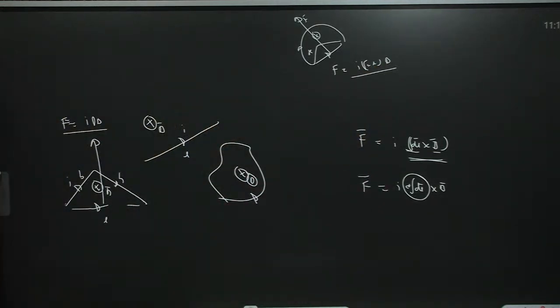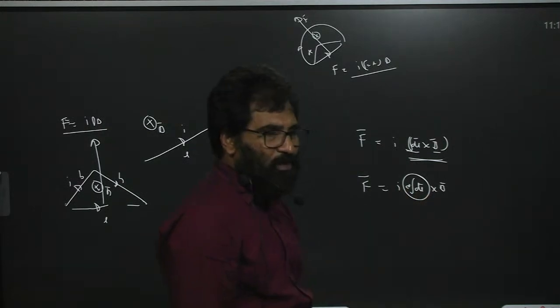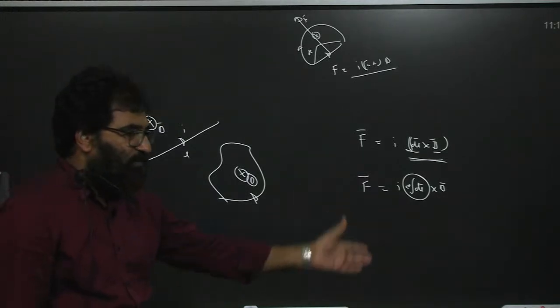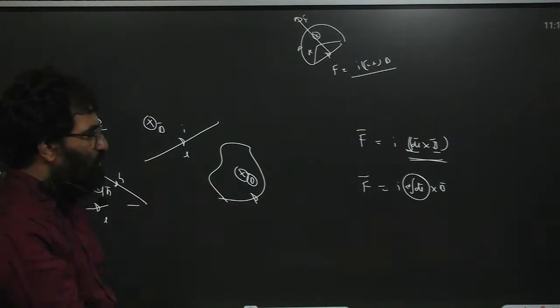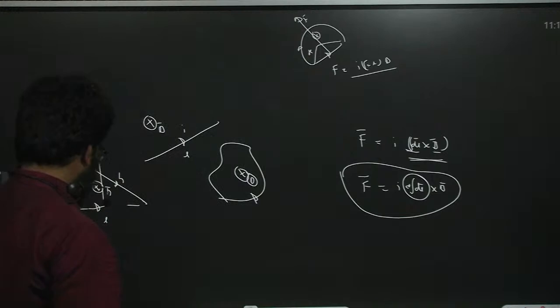Try to solve these questions. The force acting on any open conductor is not 0, that is I dl bar cross B bar. The force on any closed conductor kept in a uniform magnetic field will definitely be 0, because the displacement vector is 0. The magnetic field is not 0 and the current is not 0, but the displacement is 0. So the force acting on any closed conductor kept in an external magnetic field is always 0.